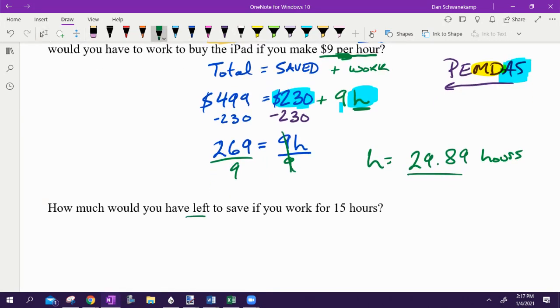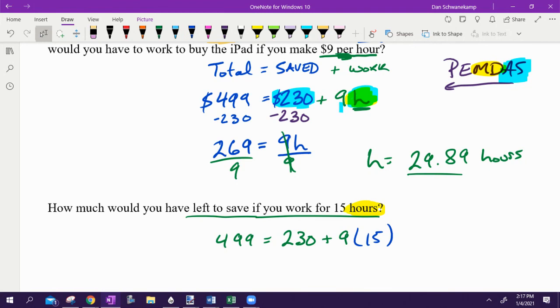How much would you have left to save if you work for 15 hours? So $499 is going to be equal to that $230 plus $9 times the hours. They told me my H, they told me my hours. So right here, I'm going to plug in 15.